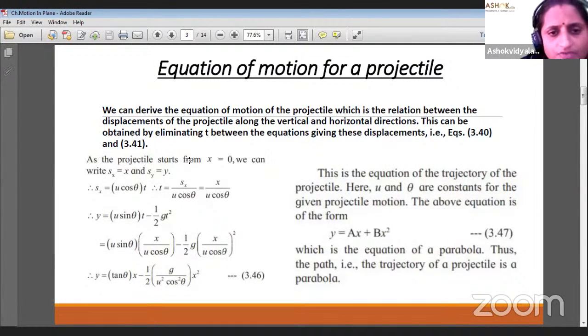As the particle starts from x equal to 0, the displacement along the x direction, Sx, is x, and the displacement along the vertical y direction, Sy, is y. Now equation 3.40 is Sx equal to u cos theta into t. Therefore, solving this, t is equal to Sx upon u cos theta, and substituting x, t is x upon u cos theta.